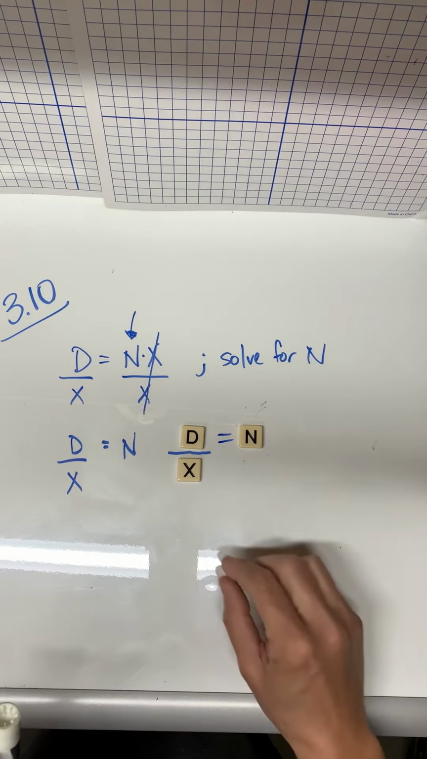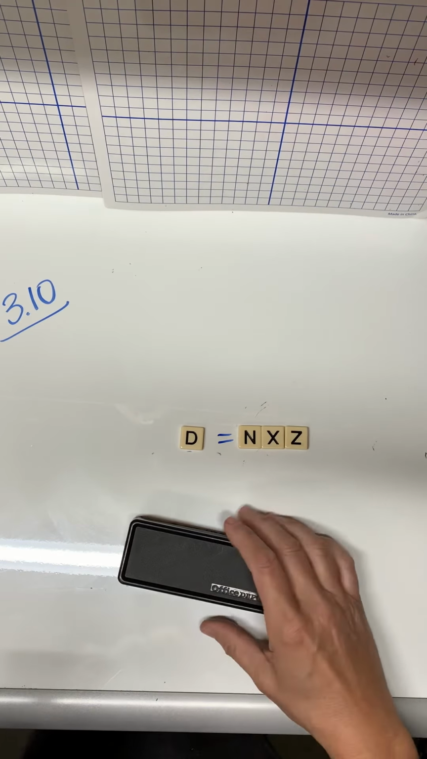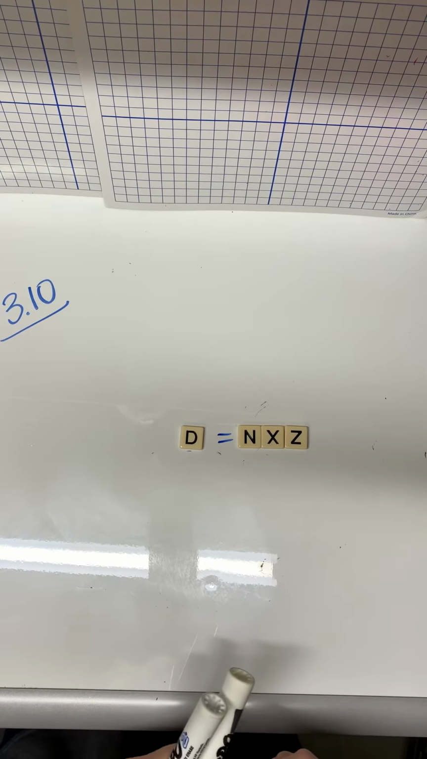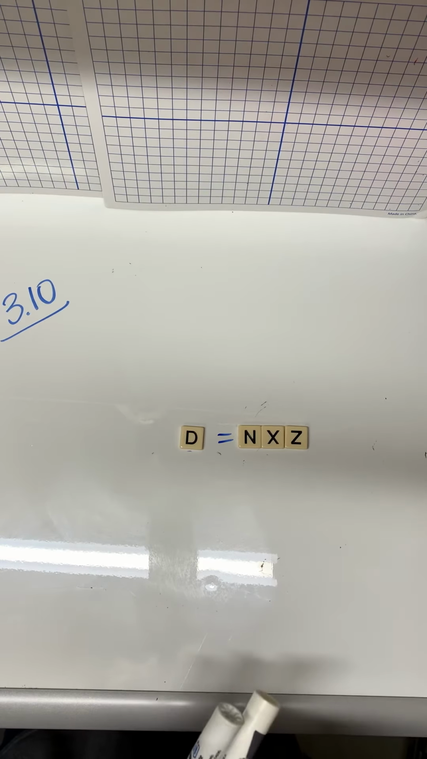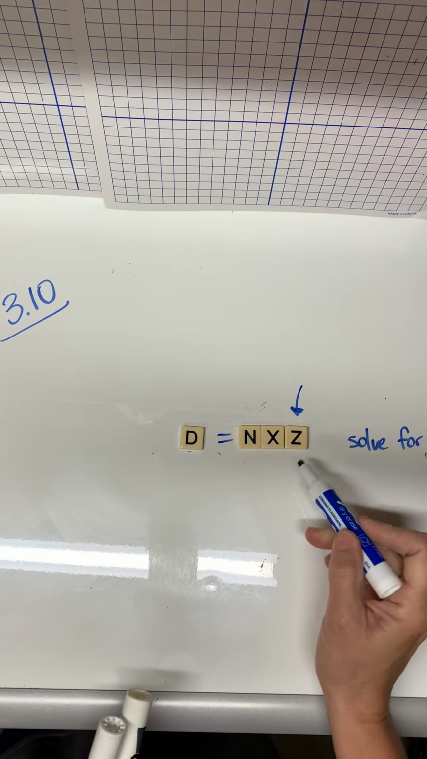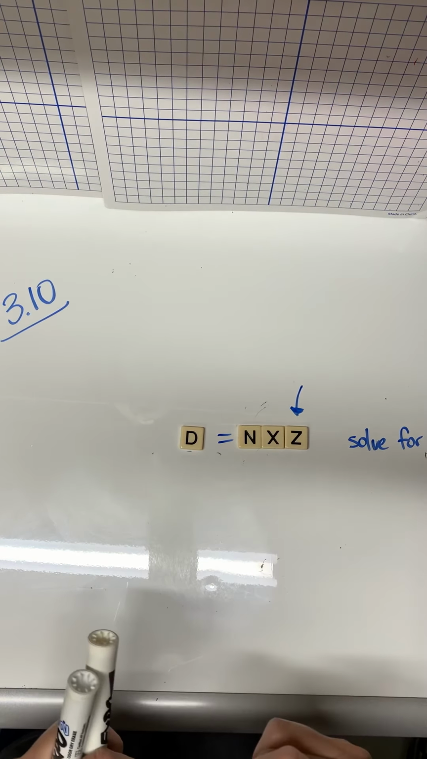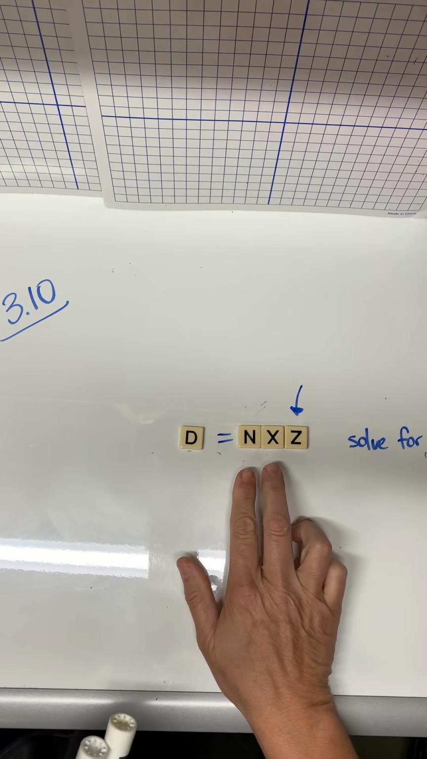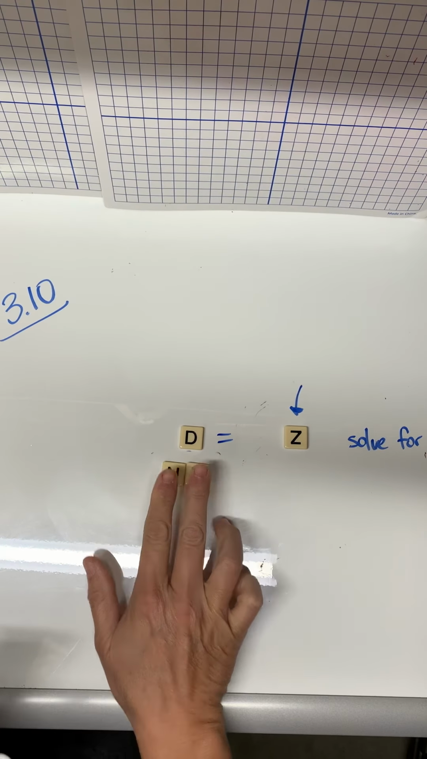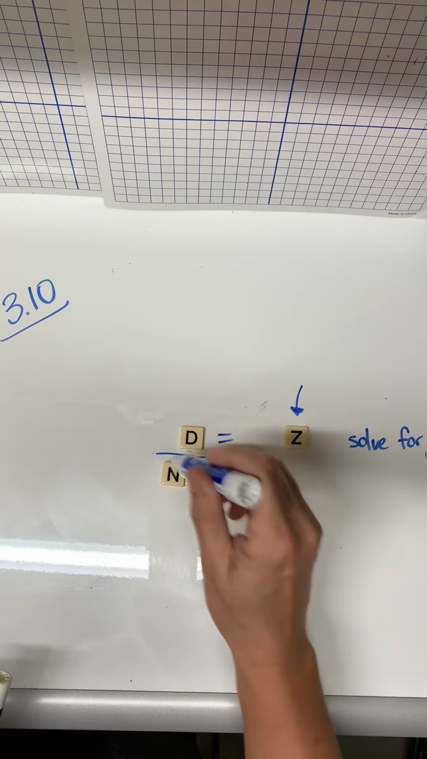Let's say, for instance, that we had something a little more complicated, like d equals nxz, and I wanted to solve for z. So that means that the z is the one I want to keep there. It's being multiplied by both the n and the x. The opposite of multiply is divide, so I would divide this side, which would make them go away, and also divide the other side. So my slip and slide movement leaves me with z equals d over nx.